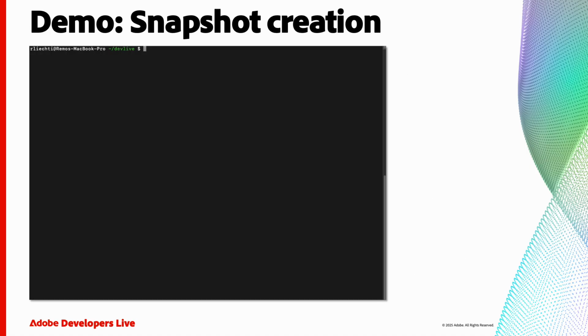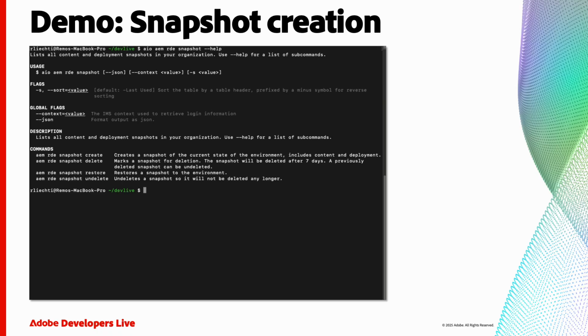So let's deep dive into snapshotting. First of all, you need to learn the commands that come with it. So let's see what's there. We have a topic for snapshotting called snapshot on the RDE plugin. It basically shows you the different commands. So you can create snapshots, you can restore them to your RDE, you can delete and undelete them. The delete and undelete will be covered in a later demo about managing snapshots, while the restore will actually be in the next demo.